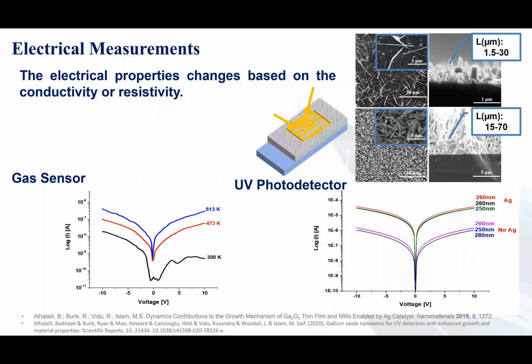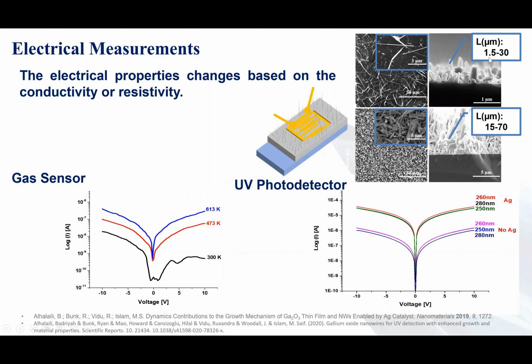Next are the electrical properties and effects. This is definitely due to the change of the conductivity or resistivity of the material. We can see here two different SEM images. We observe the different morphology of nanowires or nanosheets of gallium oxide, which were grown with and without the use of a silver catalyst. Definitely, the silver catalyst helped us to have much longer gallium oxide nanowires.